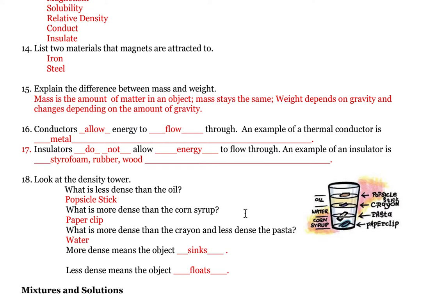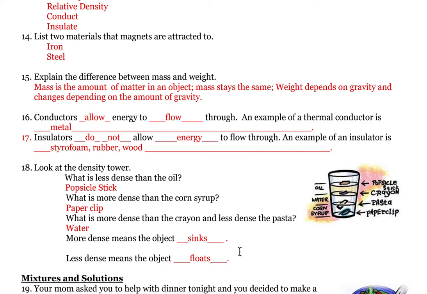What is more dense than the corn syrup? Corn syrup is here. So you need to pick the thing that falls to the very, very bottom of the cup. That would be the paper clip. The paper clip is more dense than corn syrup. What is more dense than the crayon and less dense than the pasta? So the crayon is here and the pasta is here. So in between these two objects is the water. Water is more dense than the crayon and less dense than the pasta. More dense means the object will sink, and less dense means the object will float.